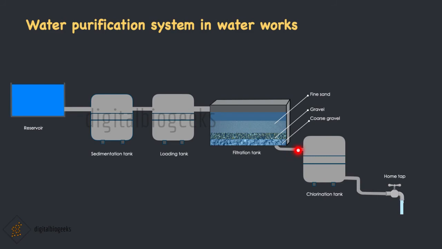Now the water is collected in another tank in which the water is mixed with chlorine. Chlorine is helpful in killing all the pathogens like bacteria and viruses. This chlorinated water is then supplied to houses through pipes.